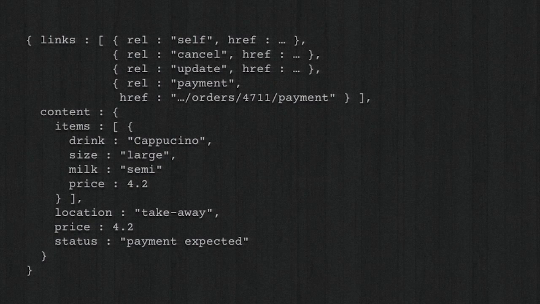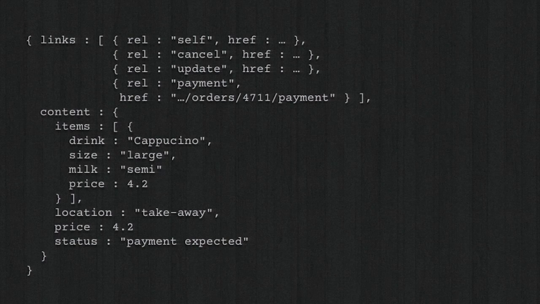What you get back here is not only the data, like what did I order, a cappuccino? That's not what I order usually. But it's $4.20 and it's in payment expected. That can be used for some UI or something to display it. But the interesting bits and pieces for the client are, okay, what rels do show up in the links section here? So it says, okay, I can cancel, I can update the order, and I can pay it, and that's what I want to do here, right?